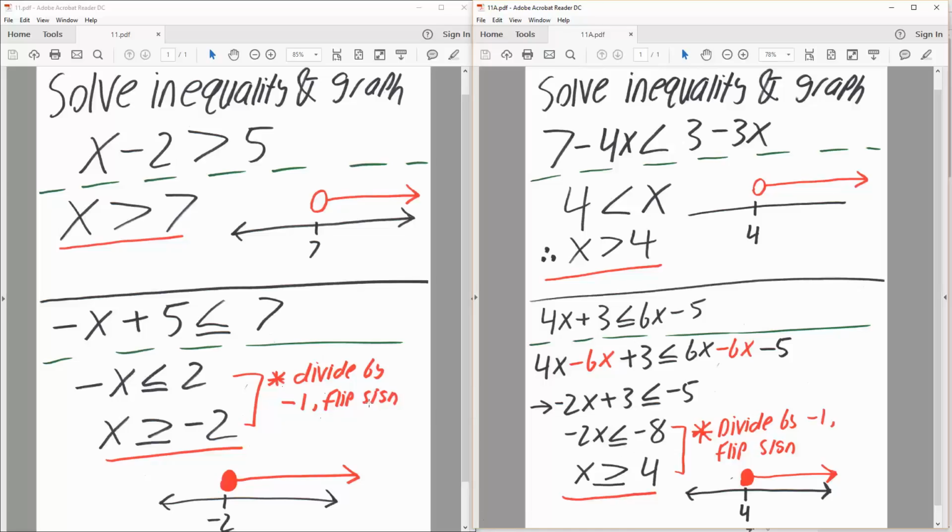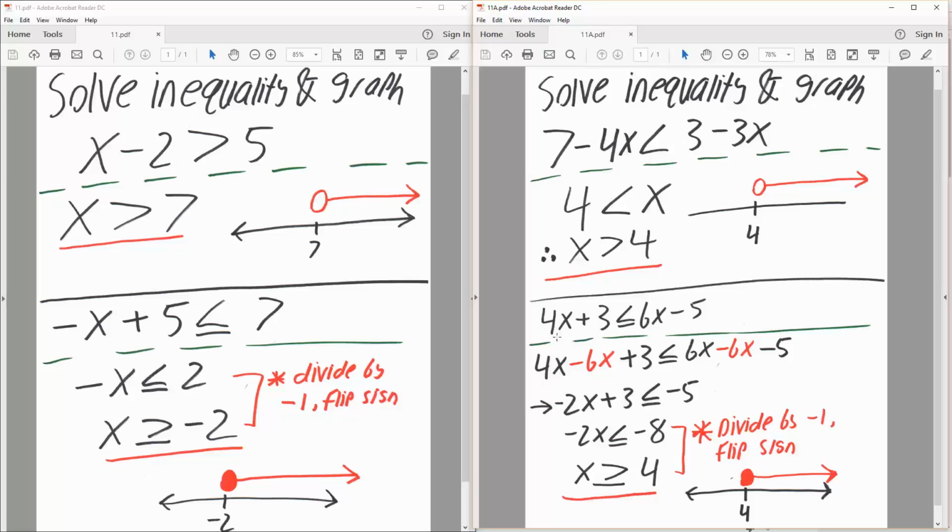And like what we did here, I will divide by negative 2, and so I need to flip the sign. So I would get x is greater than or equal to 4. And this is what I get. Now we can try something. If we were to plug in 5 for x, we'll see if the statement is true.